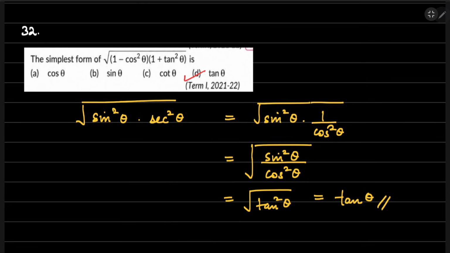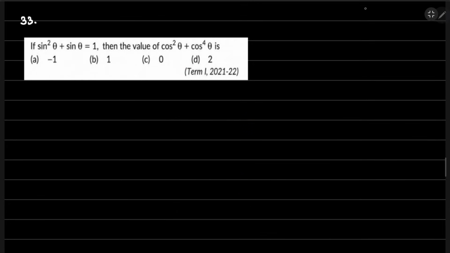Let's move on to the next question. The question is, if sine square theta plus sine theta is equal to 1, then the value of cos square theta plus cos to the power 4 theta will be. Very, very easy question. So you are given sine square theta plus sine theta is equal to 1. So what is sine theta equal to? It is 1 minus sine square theta. And what is 1 minus sine square theta?